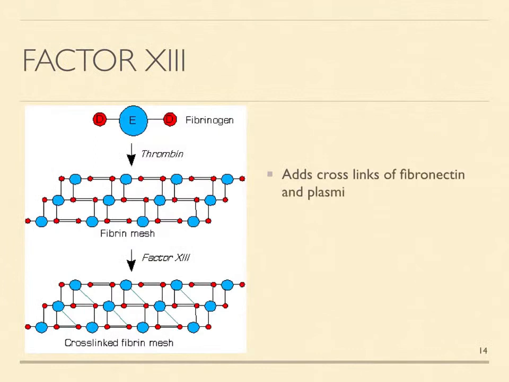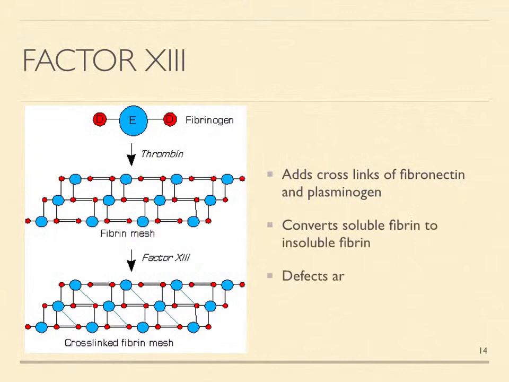Factor 13 adds crosslinks of fibronectin and plasminogen to soluble fibrin to generate insoluble fibrin monomers that polymerize into strands of insoluble fibrin. Defects of factor 13 are rare and usually mild.